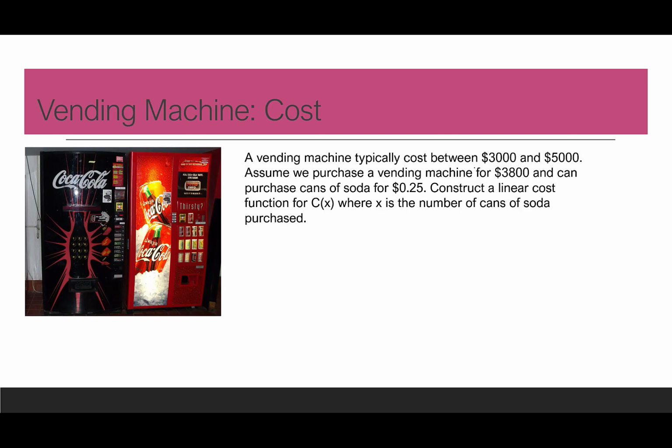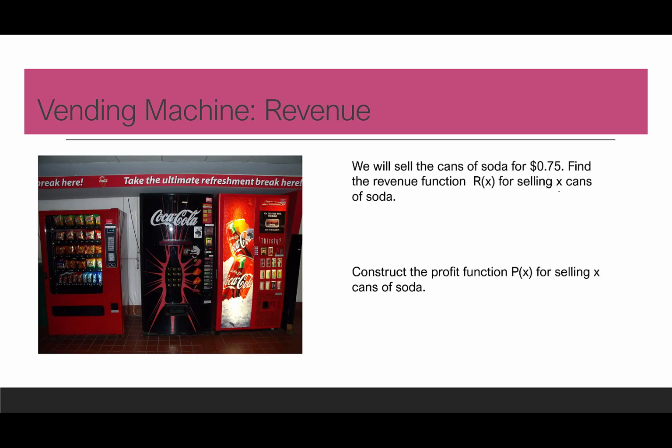So the last thing we're going to look at is a little bit of cost and revenue and profit. So a vending machine typically costs about $3,000 to $5,000. So let's assume we buy one for $3,800. And we can purchase cans of soda for 25 cents. We're going to start by making a cost function where x is the number of cans of soda purchased. So we're going to say C of x is 0.25x plus 3,800. So here's our cost function.